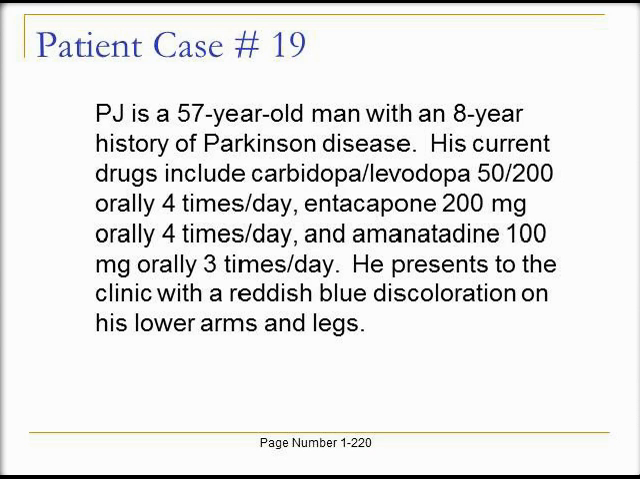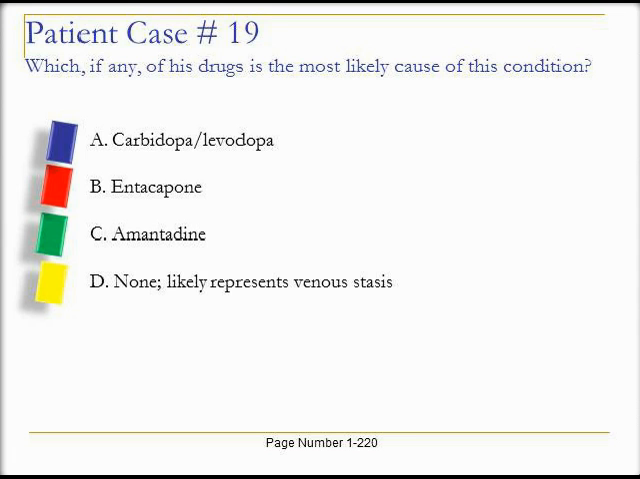Okay, our next case, patient 19. He's a 57-year-old man, an 8-year history of Parkinson's. His current drugs include carbidopa-levodopa, 5,200 milligrams orally, 4 times a day, entacapone 200 milligrams orally 4 times a day, and amantadine 100 milligrams orally 3 times a day. He presents to the clinic with a reddish-blue discoloration in his lower arms and legs, which, if any of his drugs is the most likely cause of this condition, is it A, carbidopa-levodopa, B, entacapone, C, amantadine, or none? This is probably venous stasis.